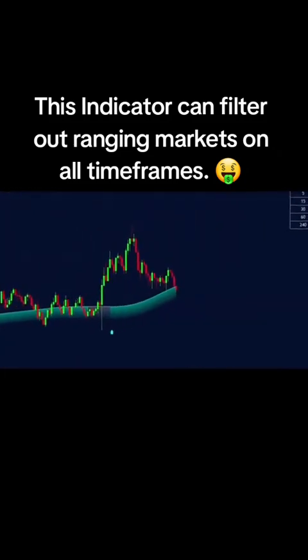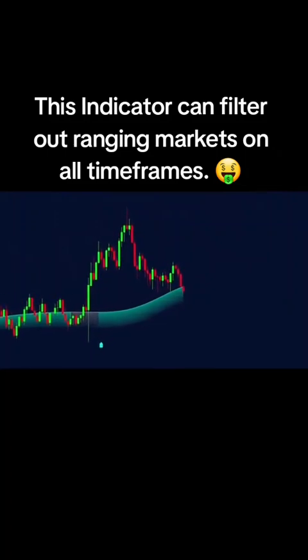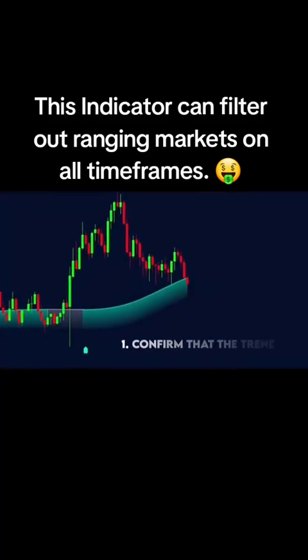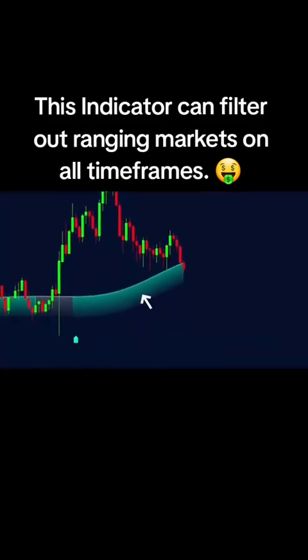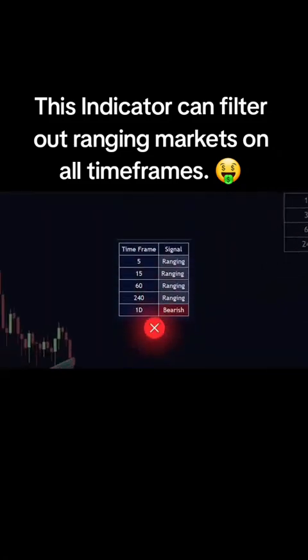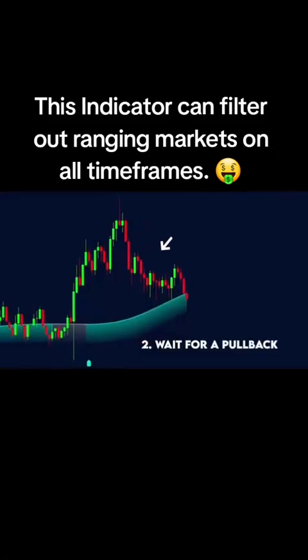Now, let's put all these together into a complete trading strategy. For long entries, you need 3 specific conditions to align. First, confirm that the trend is bullish. You want to see the Gaussian band colored green, indicating an uptrend. Check the multi-time frame table to ensure at least 4 of the 5 time frames show bullish, not ranging or bearish. Second, wait for a pullback to the Gaussian band.